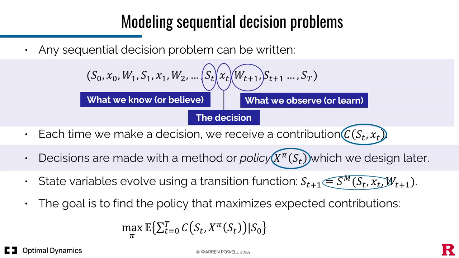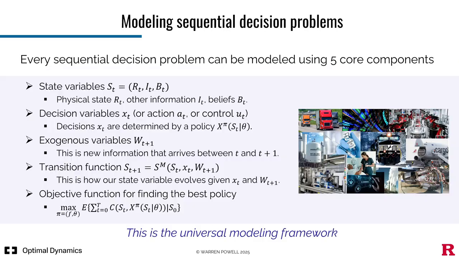Now, as we evolve forward in time, we're going to use something that's known as the transition function. This is very common for people with an optimal control background. You're in a state S_t, which is what you know or believe. You make a decision, then you observe the new information. The transition function says, oh, here's your new state variable. Now, eventually, the goal is to find the policy that maximizes contributions. So for deterministic problems, that's fairly clean.